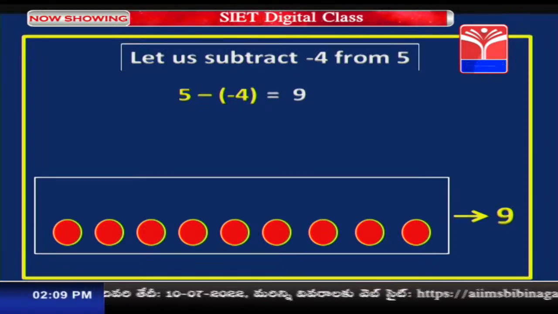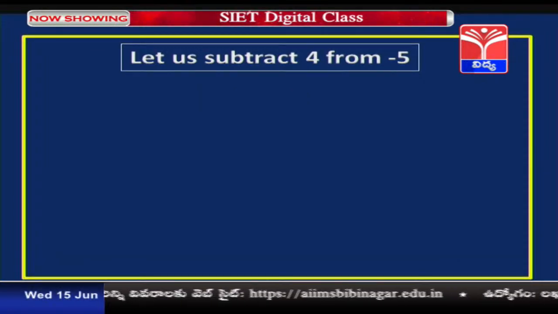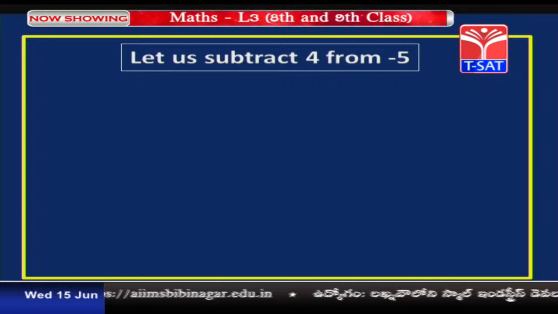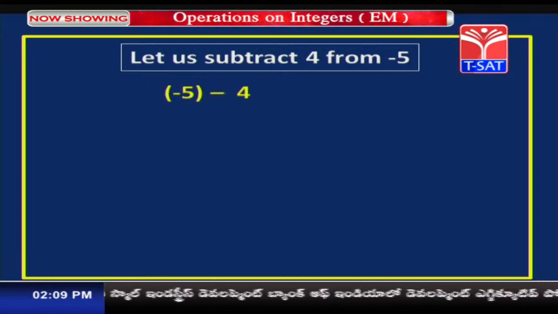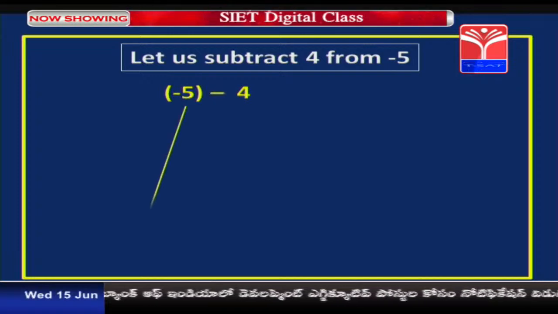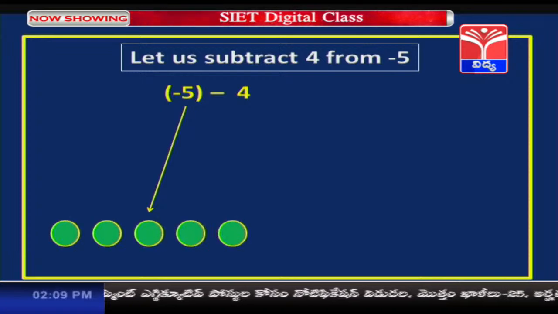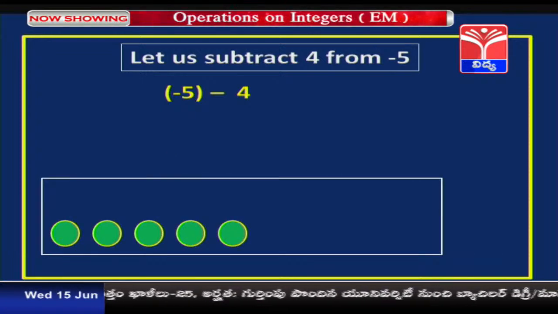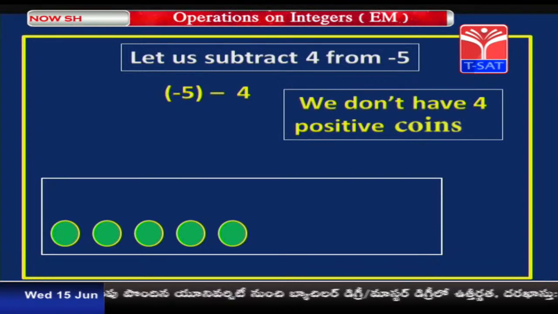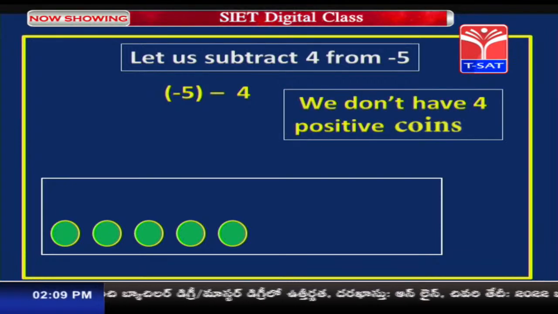Now, let us take another example, children. We are going to subtract 4 from minus 5. That means, a positive number is subtracted from a negative number. So, minus 5 minus 4. So, minus 5 represents 5 green coins. From that, I am subtracting what? 4, a positive number. So, we again do not have 4 positive coins.